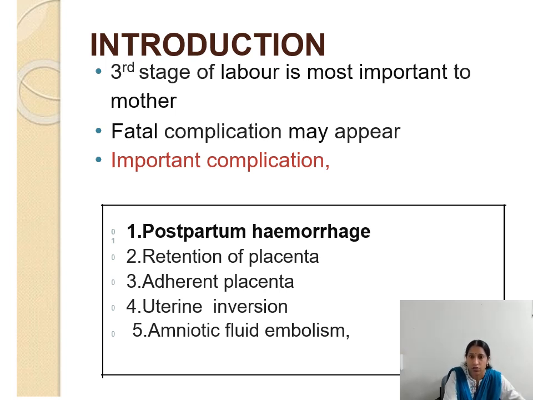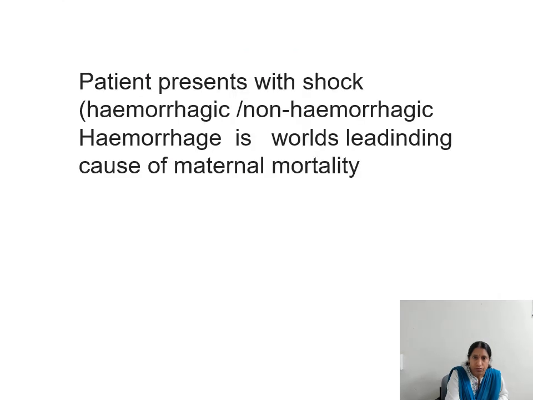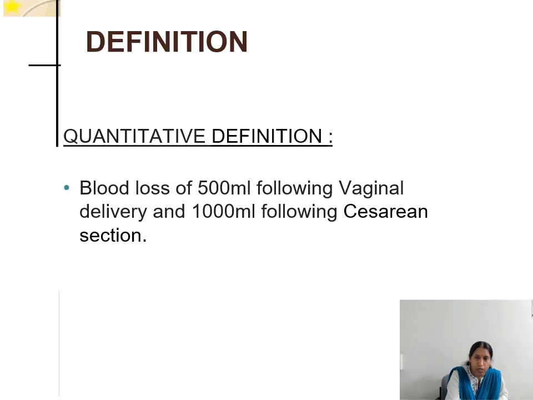Important complications in the third stage are PPH, retention of placenta, adherent placenta, uterine inversion, and amniotic fluid embolism. In that, most important is PPH. So, PPH could be hemorrhagic or non-hemorrhagic, leading to one of the important causes of maternal mortality. So blood loss of more than 500 ml following vaginal delivery and 1000 ml following cesarean section.